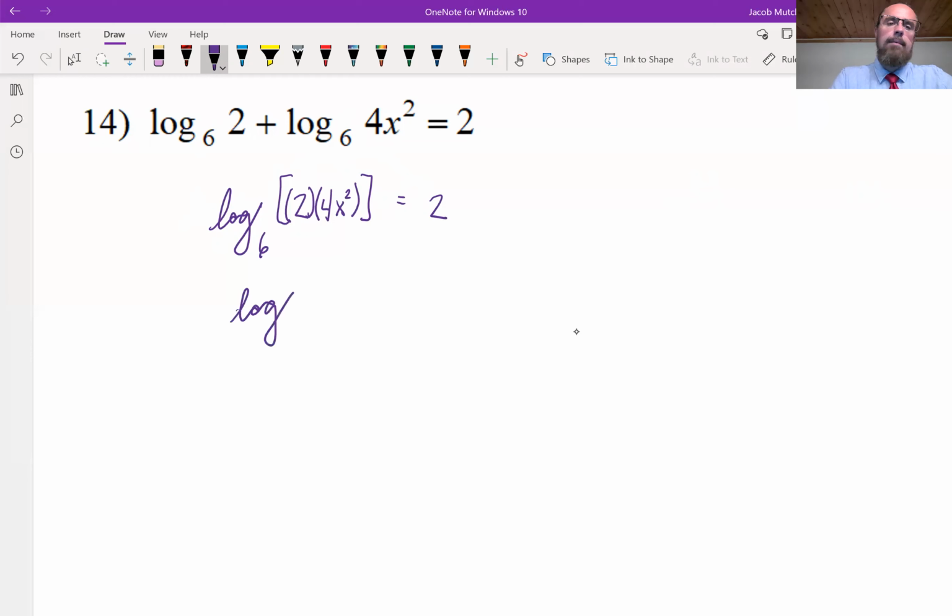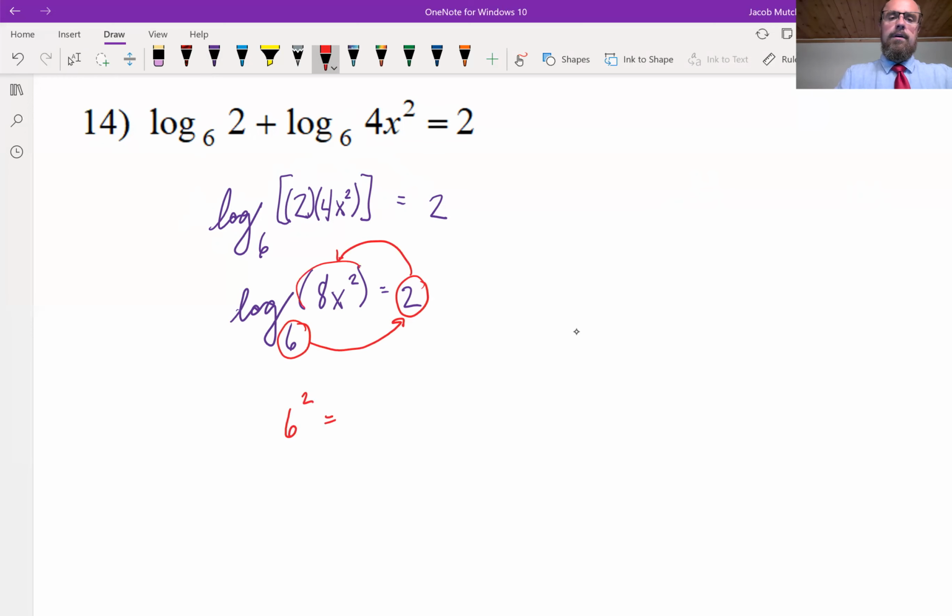We'll simplify that product. That's log base 6 of 8x squared. And again, once I get the equation to where I have one logarithm equals a constant value, I can convert to an exponential to continue solving. That's going to be 6 to the power of 2. So that's 6 to the power of 2 equals the argument 8x squared. We'll continue solving here. So this is definitely going to be a quadratic equation. That's going to be 36 equals 8x squared.